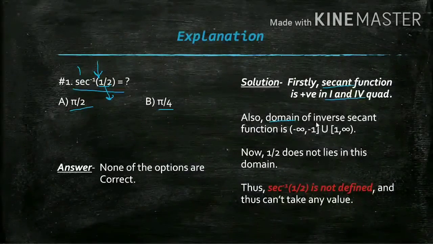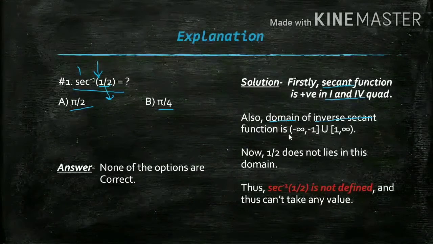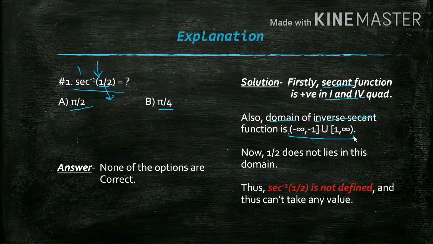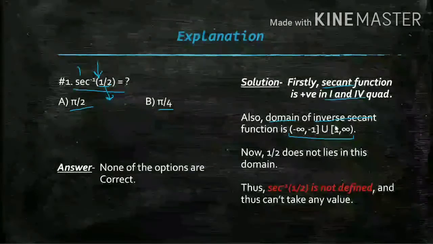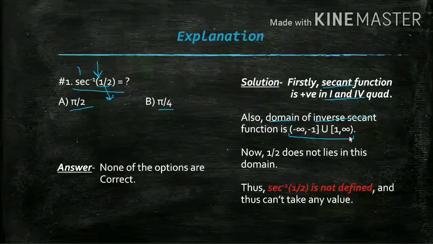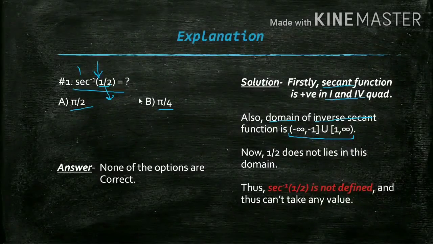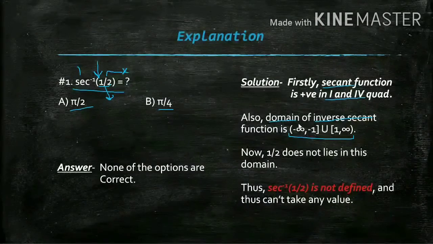Now the domain of the inverse secant function is what? It's this. I can denote it like this: x less than or equal to minus 1, or greater than or equal to 1. That means the value can be either less than or equal to minus 1 or greater than or equal to 1. That means this open interval minus infinity to closed minus 1, union closed 1 to infinity open. That means this x must lie in this domain.